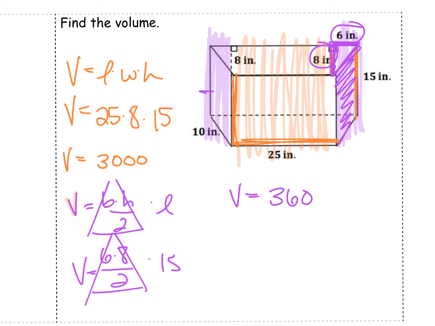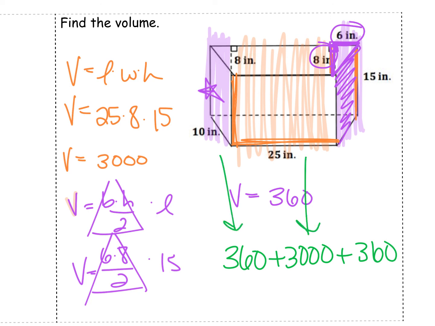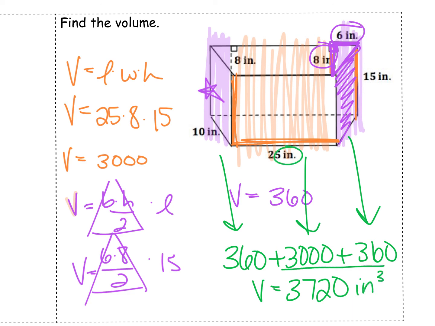The nice thing is I know the other triangle is the same for this one. So I'm going to add up all my values. My first triangle was 360 plus the 3,000 for the box in the middle plus another 360 for the other end. So now that I have all parts of this shape added together, I end up with my total volume, which is 3,720. And my label in this case is inches, and it's 3D, so it's inches cubed because volume is cubed.